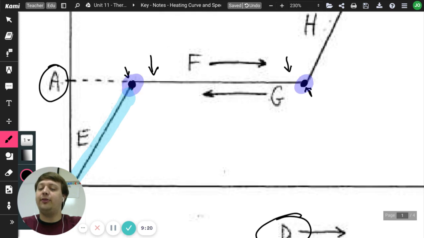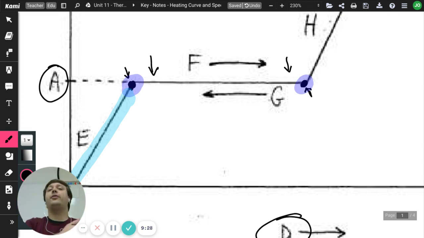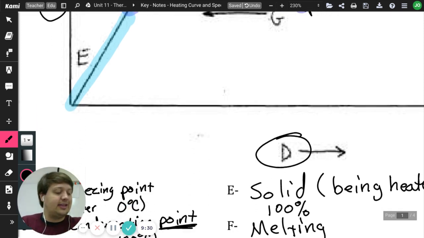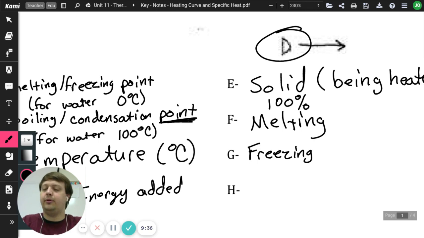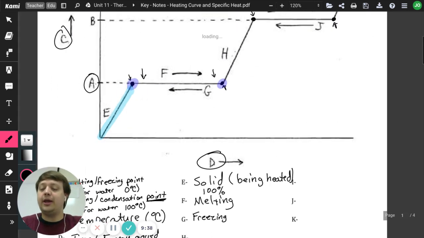Now, G represents the other direction. In this case, we're going from H over here to the solid. So we're going in the opposite direction. And so that would tell us that that is freezing. All right. So if we know we've got melting and freezing, those phase changes, then what would H represent? Well, it would represent being a liquid.